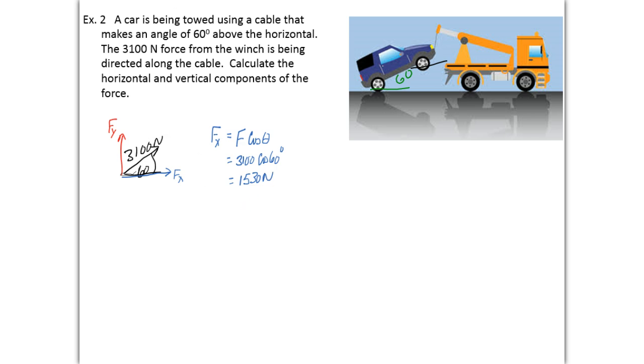And for the vertical component, force applied times sine of theta, so 3,100 newtons times sine of 60, so 2,685 newtons.